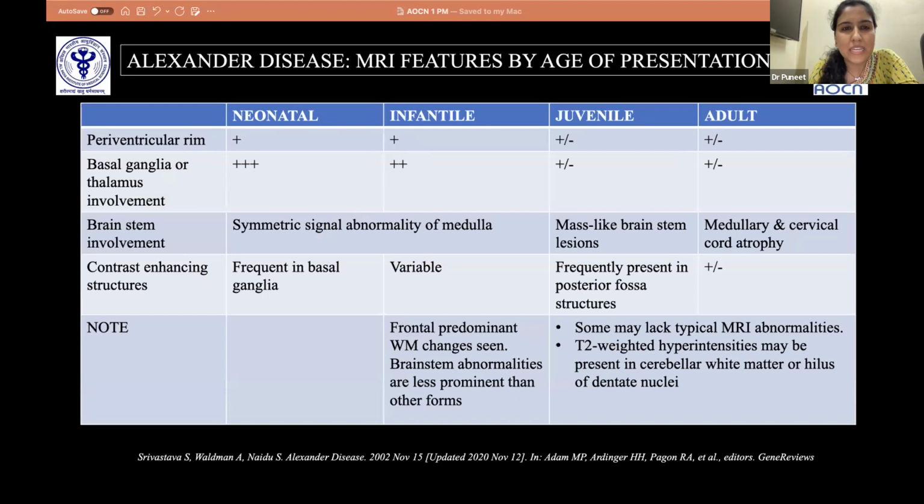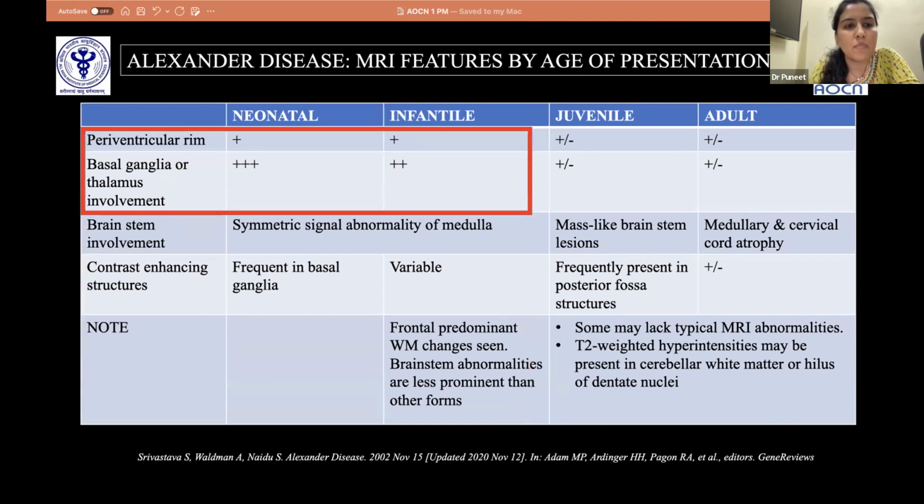So based upon the age of presentation, MRI features can be further classified. It is seen that in neonatal and infantile form, mostly the periventricular rim or the basal ganglia and thalamus involvement is more in comparison to the juvenile or adult presentation. Whereas in juvenile and adult form, frequently the posterior fossa structures are more involved, and sometimes they may lack the typical MRI abnormalities.